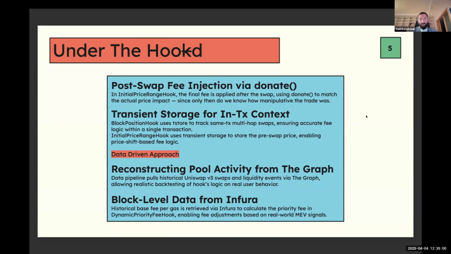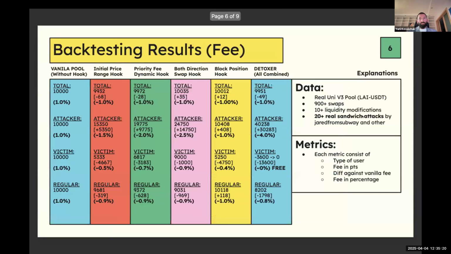The approach was tested on a lot of data. So this is a data-driven approach, completely reconstructing the pool from Uniswap v3 from the initial state and applying all of the swaps historically the same way as in the real pool on v3, also with the same priority, gas, etc., from Infura. It was a DAI USDT pool. About 20 transactions from Jared, from Subway, and other MEV bots were identified there. And I compared my four strategies against a vanilla pool with no hook.